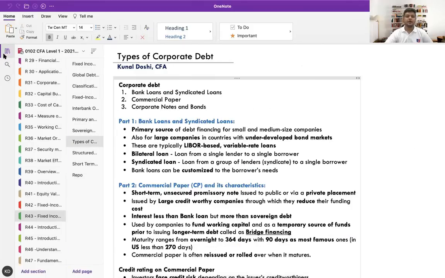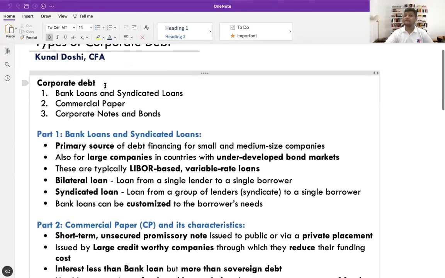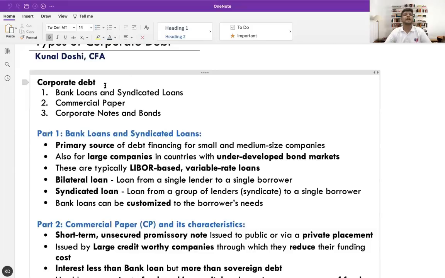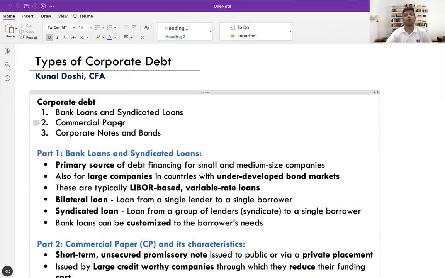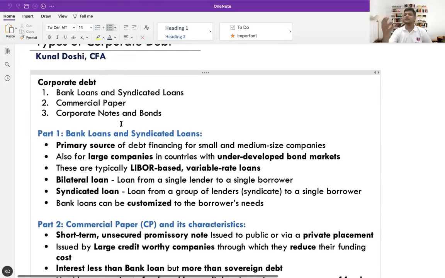Now, we discussed how sovereign and non-sovereign authorities can get money. But how would a corporate get money? That's what we now need to focus on: the different types of corporate debt. If you and I run a company, unlike the government, which has easy access to funds, what resources do we have to arrange for funds? Bonds, basically.